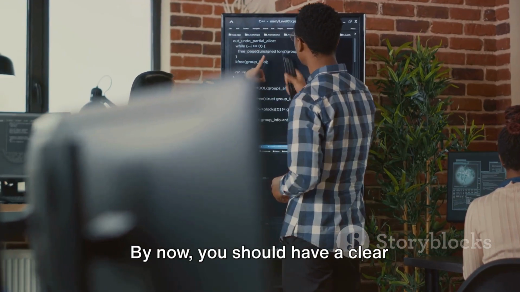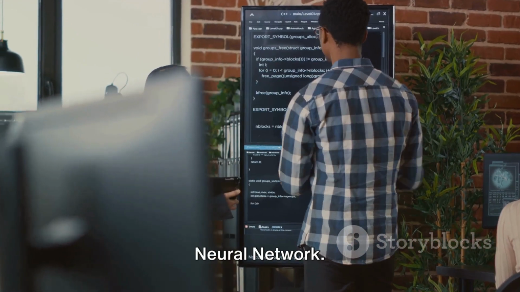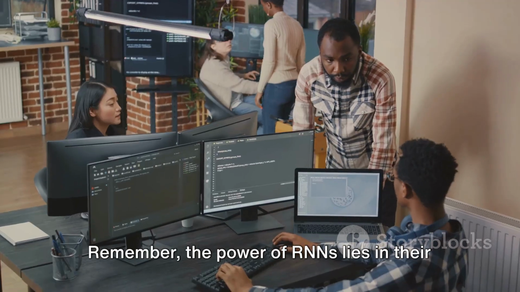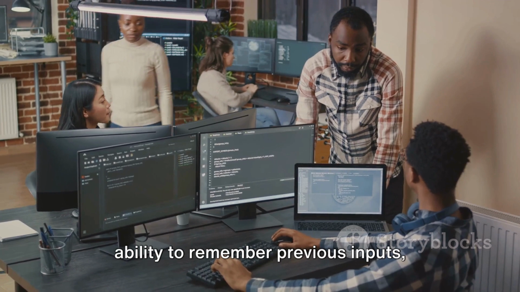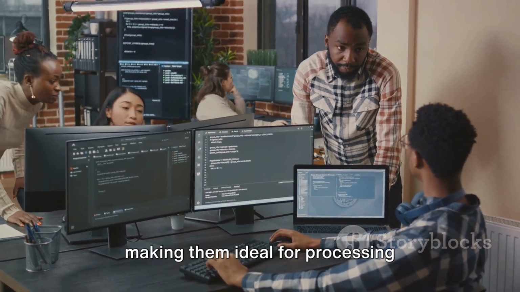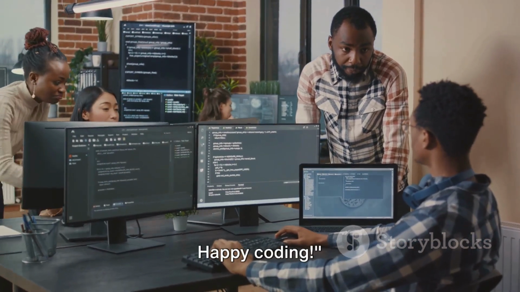By now, you should have a clear understanding of how to code a recurrent neural network. Remember, the power of RNNs lies in their ability to remember previous inputs, making them ideal for processing sequential data. Happy coding!